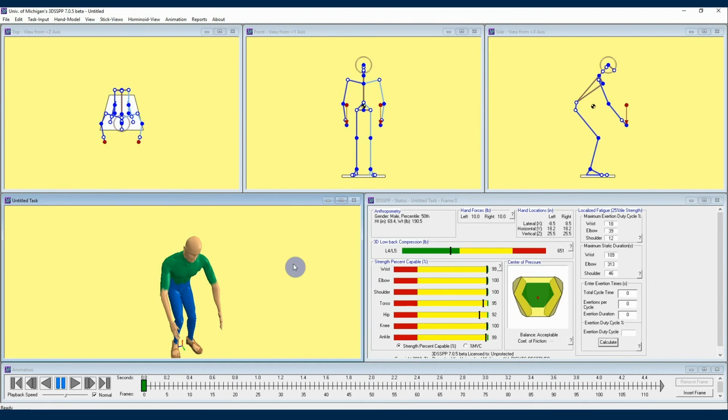That's all for this tutorial on balance in the 3DSSPP. Check out further videos in this 3DSSPP tutorial series to learn more about how the software can help you analyze physical demands in the workplace.